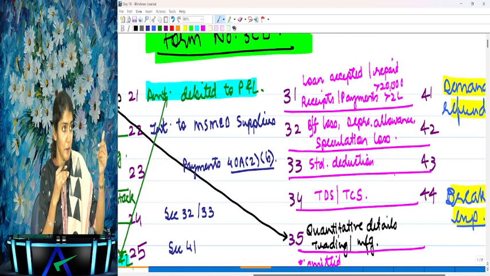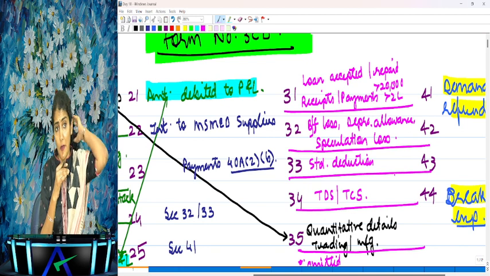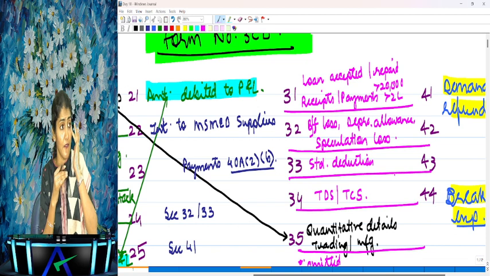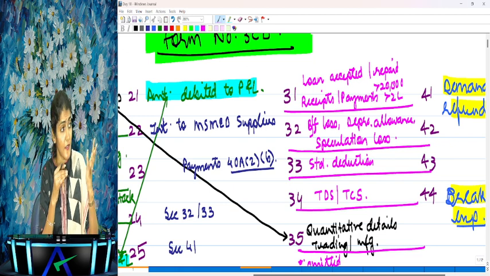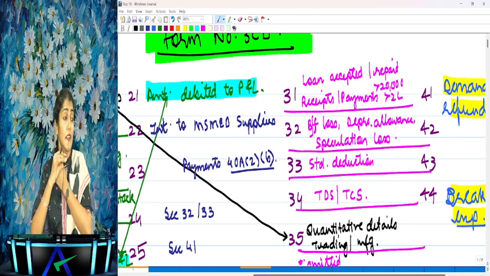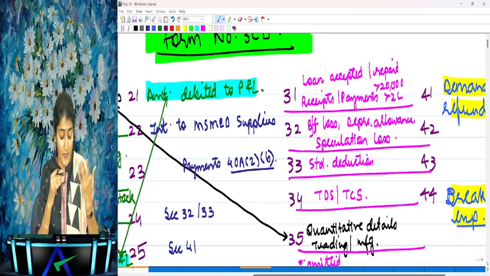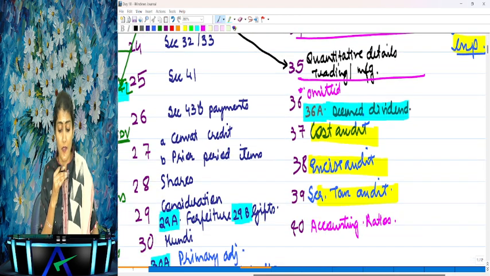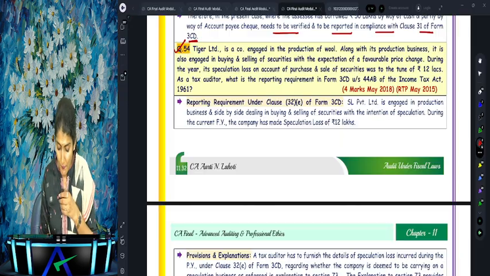Right, 31, biggest one, loan accepted or repaid of more than 20,000, receipts or payment of more than 2 lakh. Then 32, brought forward loss, depreciation allowance and the speculation loss. 33 is the standard deductions. 34 is the TDS, TCS. 35 is the quantitative details. Then 36 is omitted. 36A is regarding the deemed dividend. Then 37, 38, 39, cost audit, excise audit and the service tax audit. And 40 is regarding the accounting ratios in the form 3CD, right?